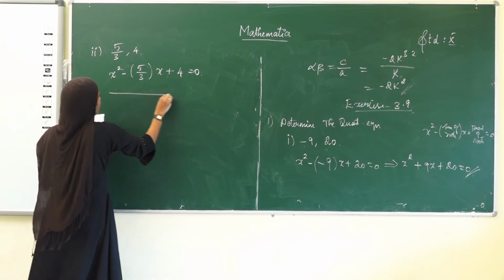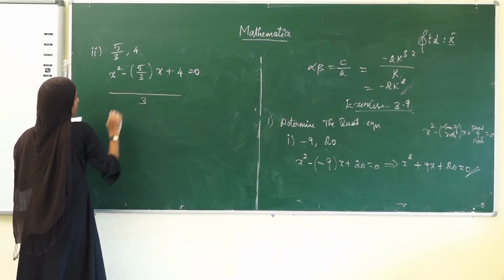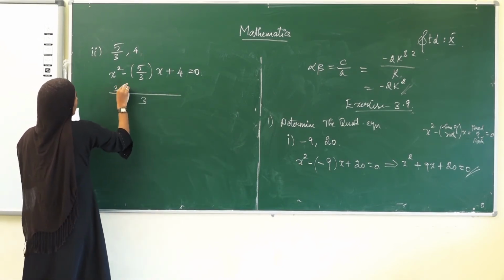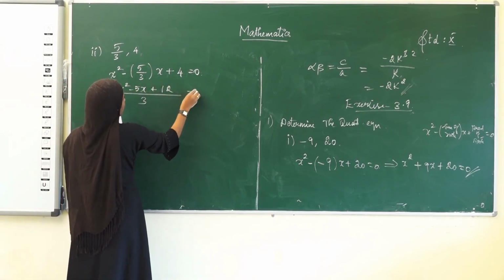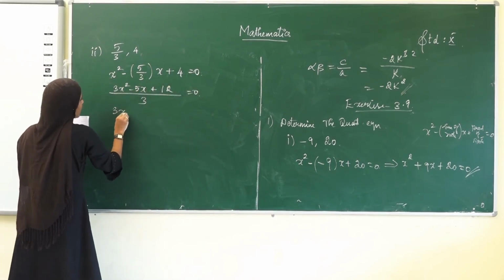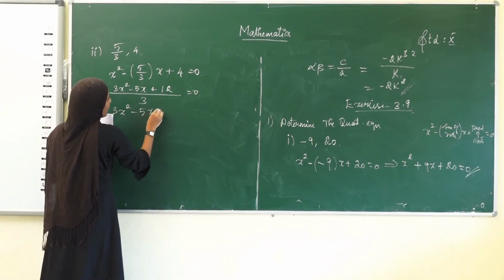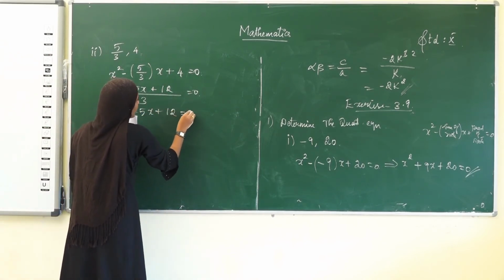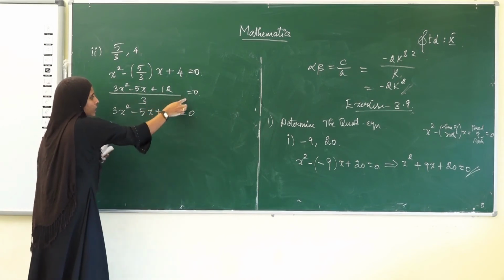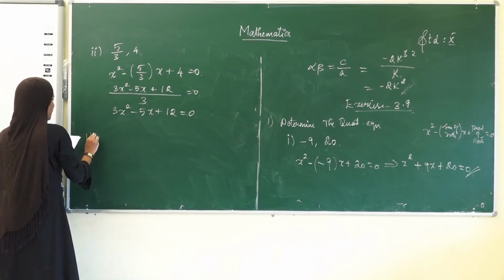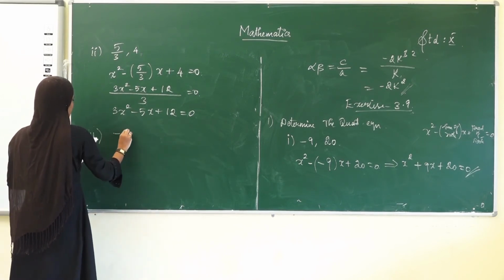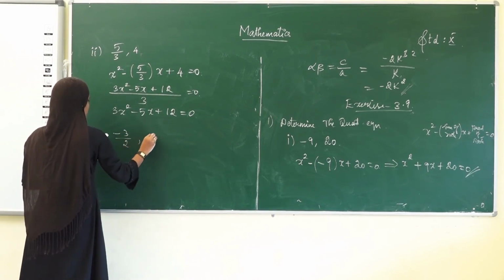Now taking LCM for all the three terms, 3x squared minus 5 into x plus 4 into 3 is 12, which is equal to 0. Therefore, the required equation is 3x squared minus 5x plus 12 equal to 0. When this 3 goes that side, multiplied by 0, it becomes 0. Okay. See the third subdivision, minus 3 divided by 2 comma minus 1.